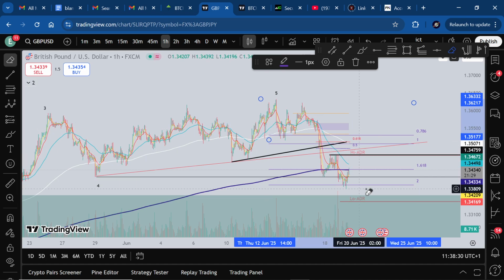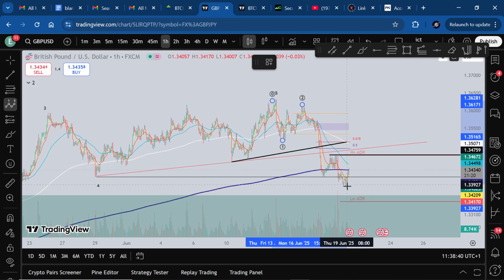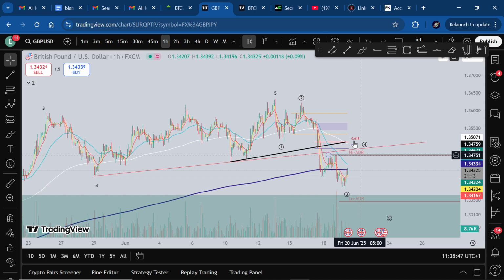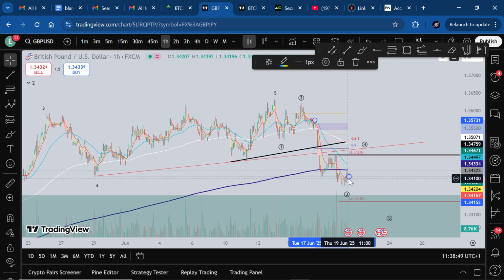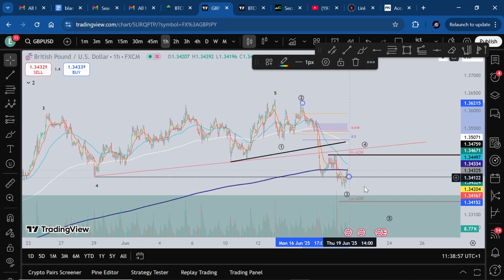One, two, three potentially right now. Okay, we've reached that extension, the 1.618 to the 2. So it's potentially, this is a 1, 2, 3, and we're looking for a 4 and a 5 for the pound. Now this, okay, this would be the 2. This would be the 3.